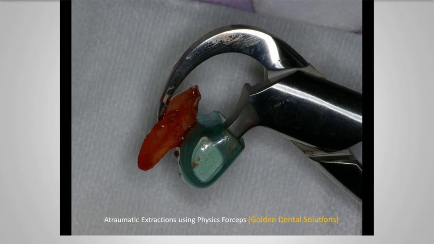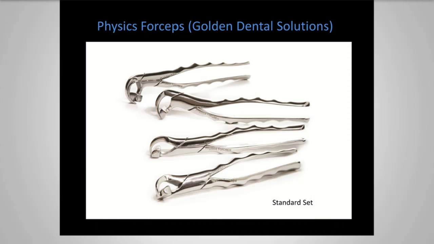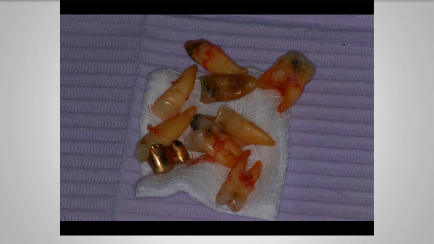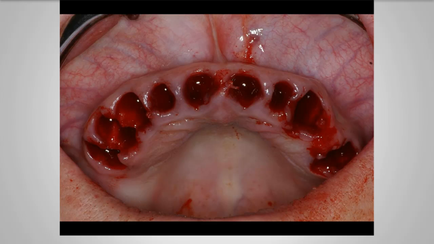Usually I will start with the upper teeth, level the bone, graft the areas and suture, and place the immediate denture, and then move on to the bottom arch. So this is what the standard set of physics forceps look like from Golden Dental Solutions. Here we see the teeth were all atraumatically extracted without breaking any root tips.